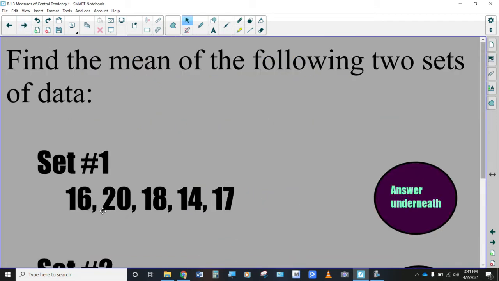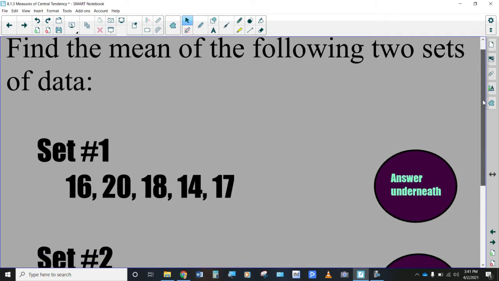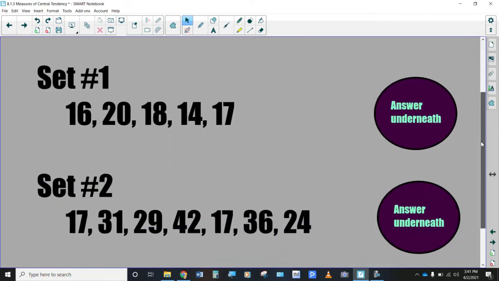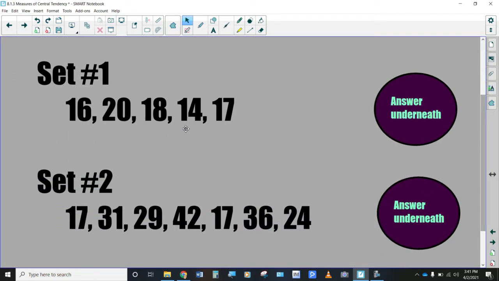So what we're going to do is practice this a little bit. Here you've got set number 1 and set number 2. And what I'd like for you to do is pause the video, copy down these numbers, add them together, then divide by the number of numbers, and then we will reveal what the mean is for these 2 sets of data. Go ahead and pause and work through that process, and then unpause when you're ready for the review.